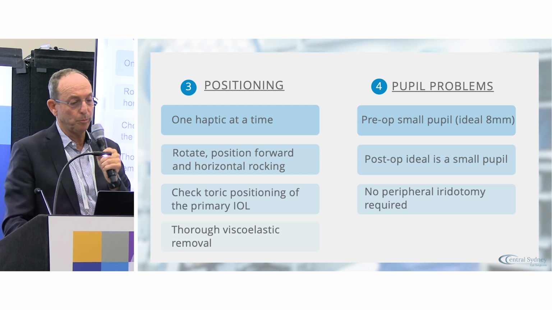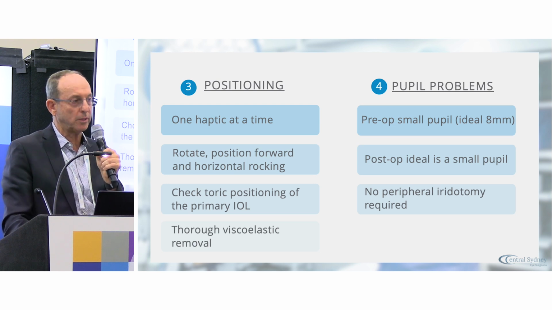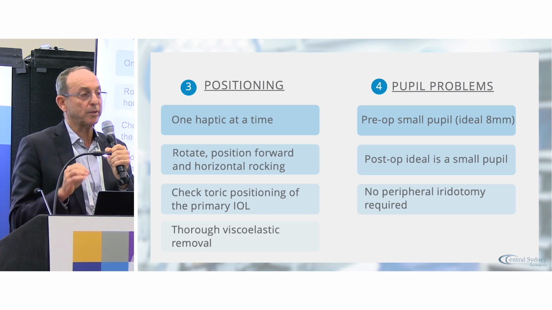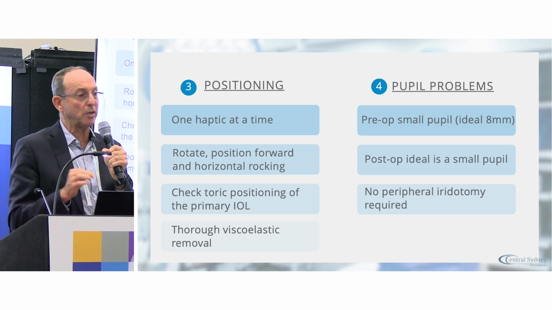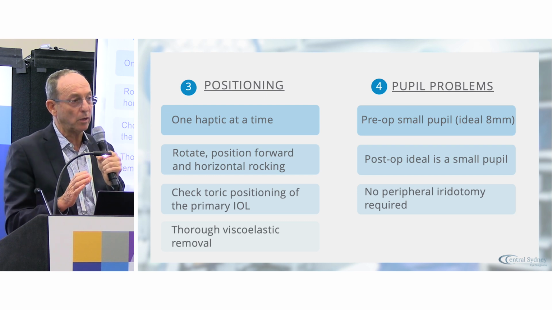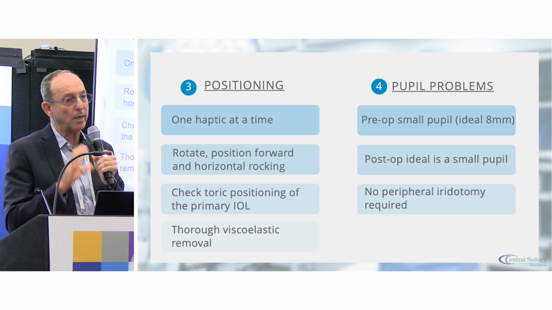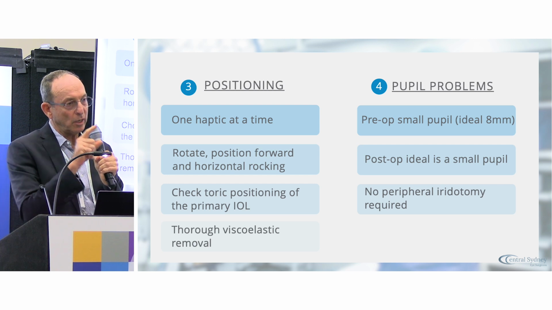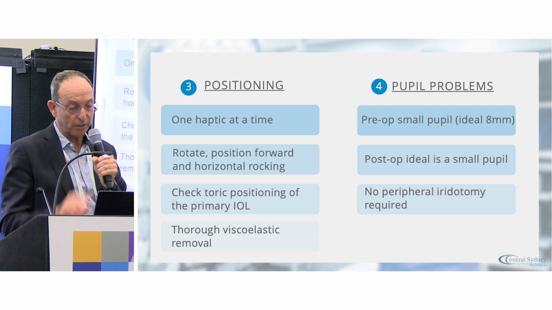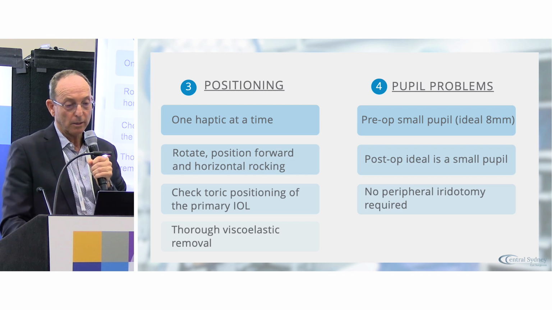The biggest problem is the pupil. A pre-op small pupil is a nightmare. Do not try and force it through a small pupil, because you will dislocate the lens that's in the bag. And post-op, ideally you would have a small pupil, because then you know all the haptics are tucked. But I don't get that, because I want to look at the toric alignment and I want to make sure each haptic is under the iris, but often the iris is very well dilated. I've had one surprise where I had to go back.